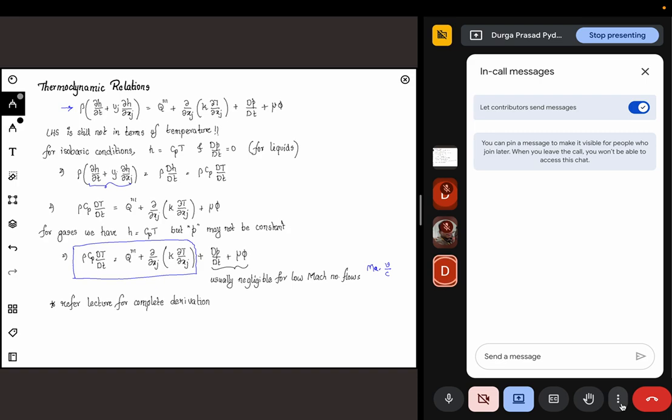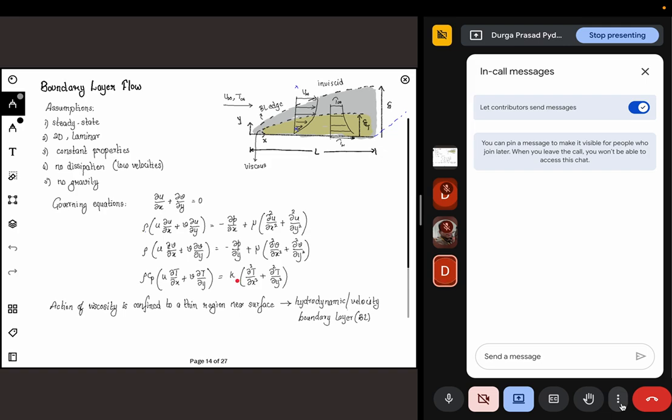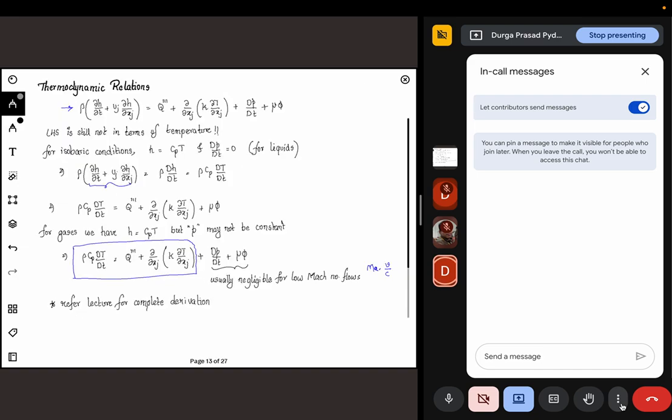If you see the boundary layer equation, it will be rho Cp times this, equal to some thermal conductivity times the temperature gradient, like the Laplacian term. Again, here we do not have any heating effects, so Q triple prime is not there. And because the speeds are very low, like the Mach numbers are very low, we do not have the dp dt and the mu phi terms here. That's the gist of this.